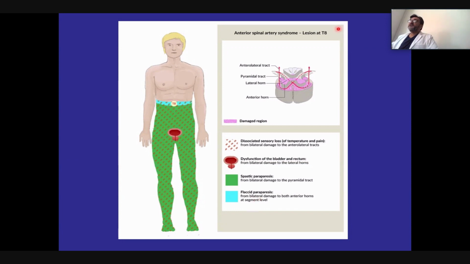Usually, because the lesion is at T8, it also affects the autonomic fibers, so you would lose the function of the bladder and rectum. So at T8, bilaterally, there is flaccid paralysis. Below that, you have spastic paralysis, and you also lose pain and temperature bilaterally. Dysfunction of the bladder and rectum is also there because of the autonomic fibers which are affected. But there is no problem with the dorsal column tracts. So there is no loss of two-point discrimination, vibration, and proprioception.